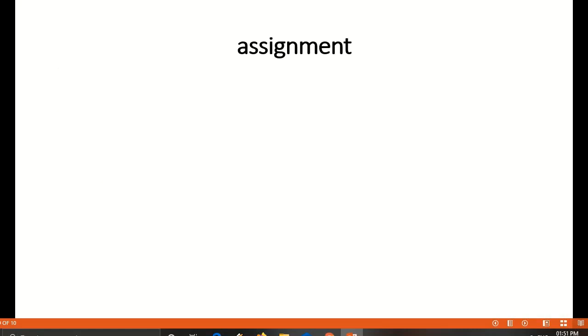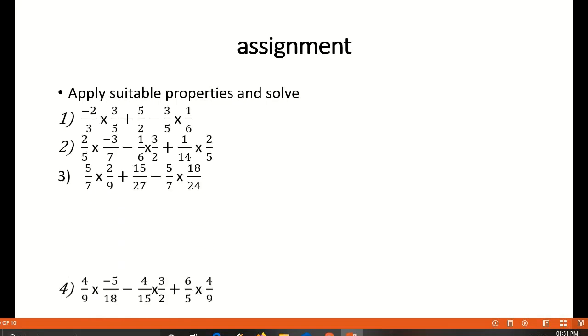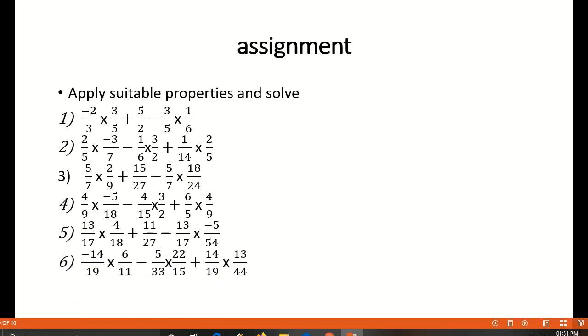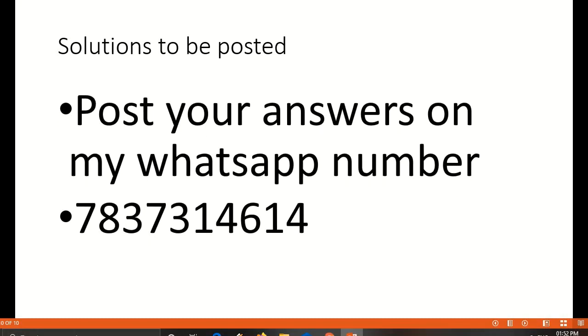Students, there is an assignment for you. You will have to solve these questions applying suitable properties, these 5 or 6 problems, in your notebooks. And what you have to do is solve them and write the suitable property whichever you are using on the side while solving, and then you have to post your answers on my WhatsApp number 78373144614.